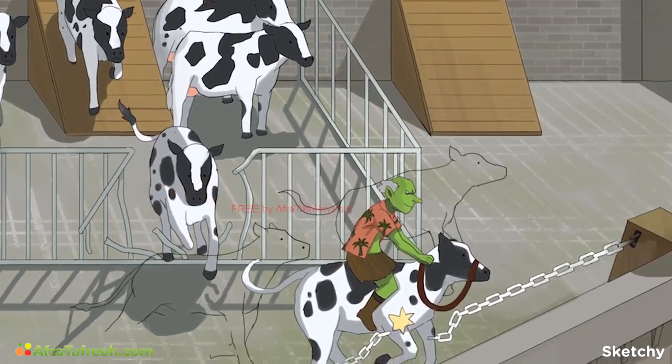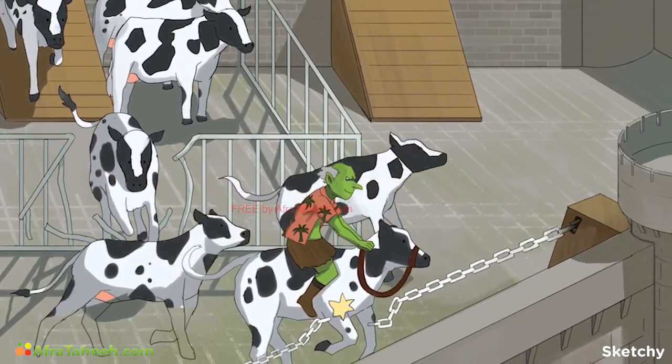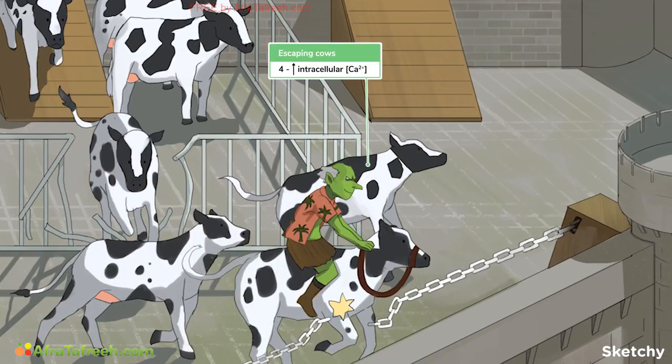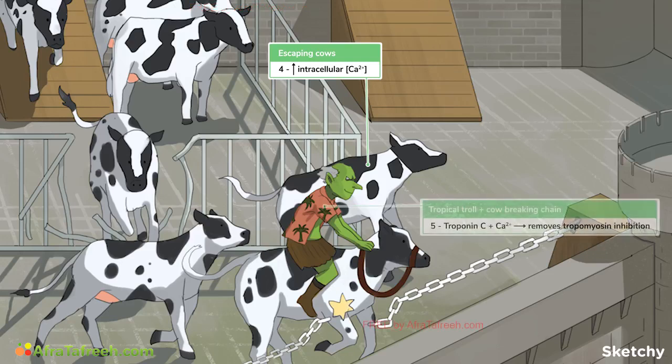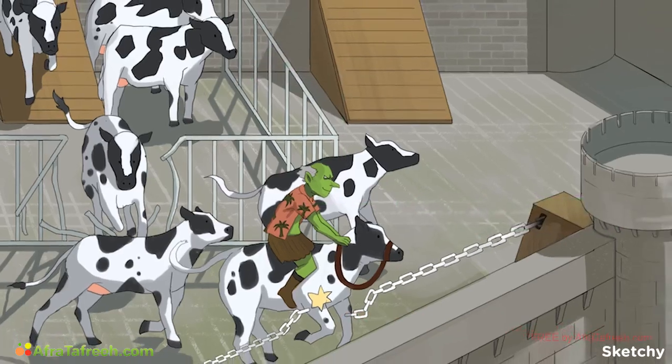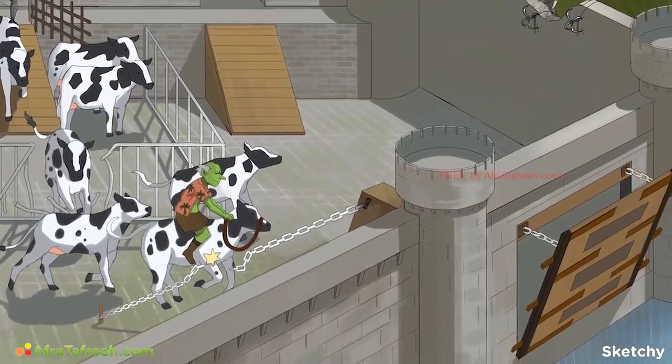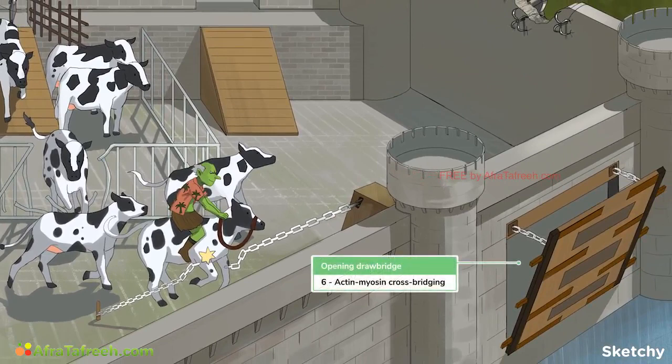This release leads to a significant increase in the intracellular concentration of calcium, or cows on the loose, which increases its binding to the troponin C subunit of the troponin complex. Because of this, troponin is more likely to undergo the conformation change that will remove tropomyosin's inhibition of actin-myosin binding. This allows actin and myosin cross-bridging to occur. Remember our castle's cross bridge? The thick and thin filaments slide past each other and the myocardial cell contracts.